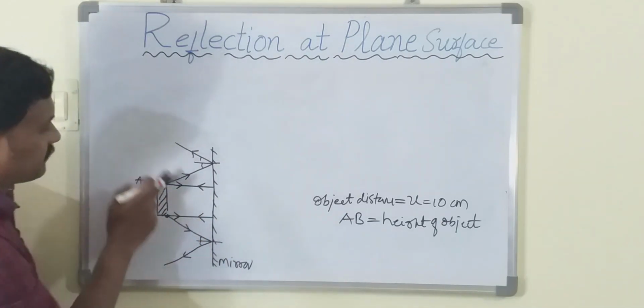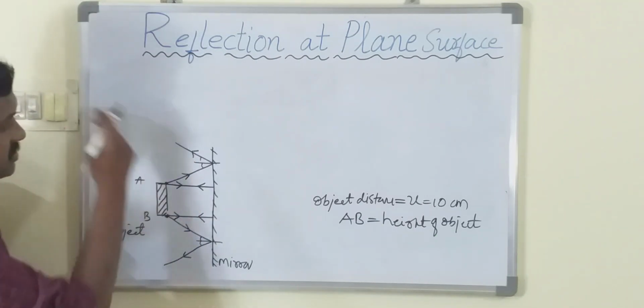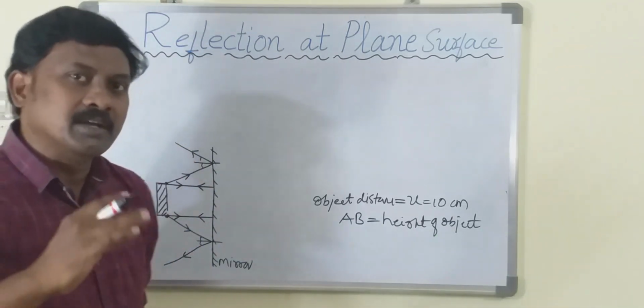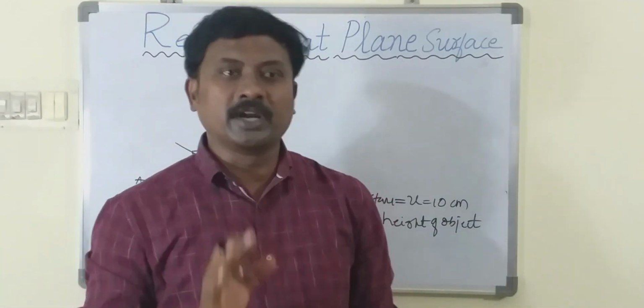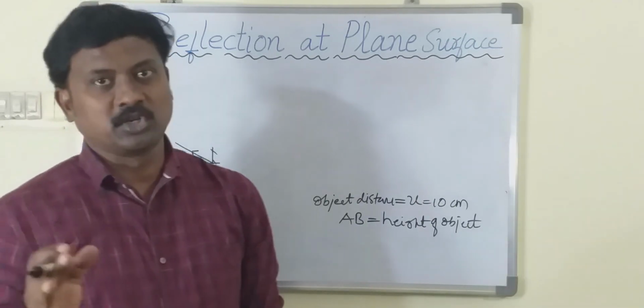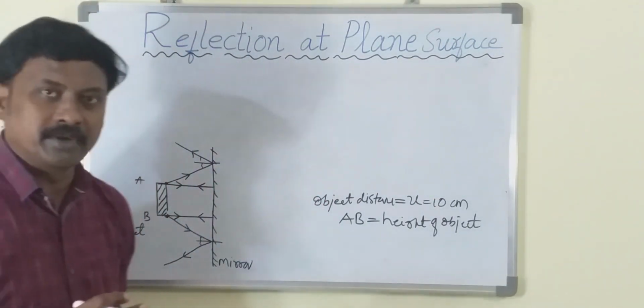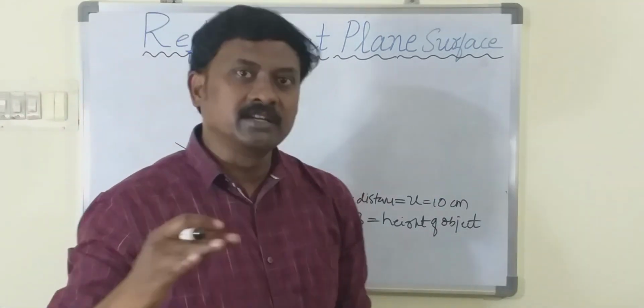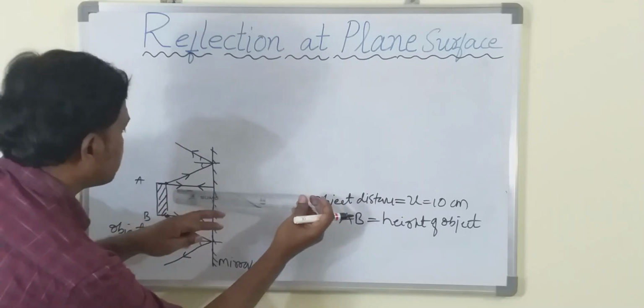Now if you look at these reflected light rays, do they meet anywhere? No. So they are just diverging. So since the reflected light rays do not meet, we don't get a real image. So if we don't get a real image, we get a virtual image. So let us see where we get the virtual image. To get the virtual image, you have to extend the reflected rays backside. So how do you extend the light rays?